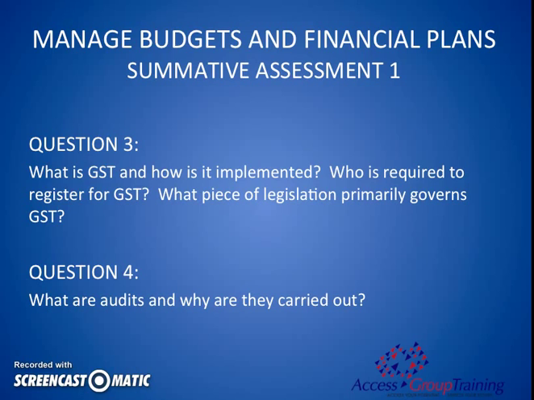Question 4 of Summative Assessment 1. What are audits and why are they carried out? Refer to your textbook or carry out some research on the internet to find information about audits, what they are and why they are necessary. To demonstrate that you have a good understanding of audits, your answer should include details about who would normally carry out an audit.